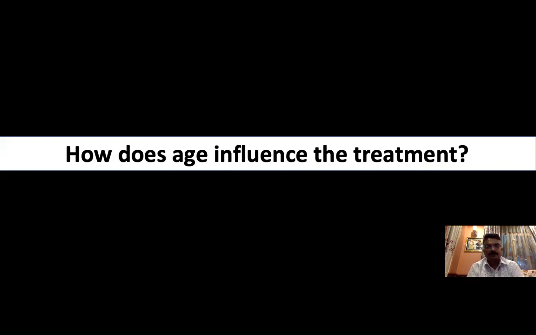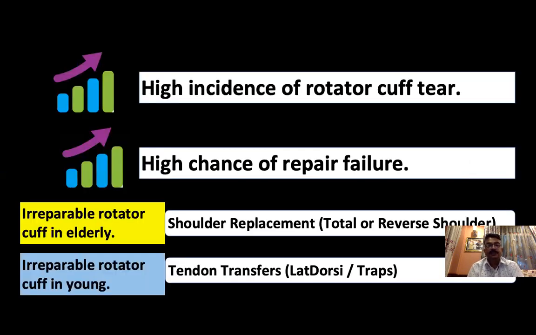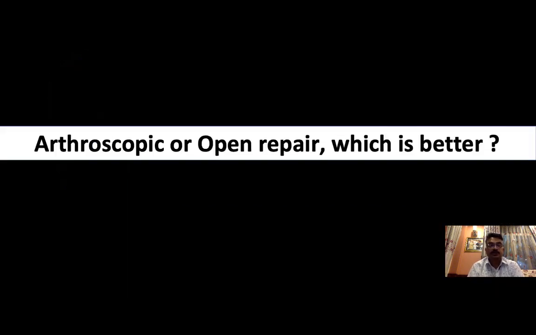One of the very important things is how does age influence the treatment? Age is very important. There is a high incidence of rotator cuff tear in elderly people, and a high chance of repair failure. So when you are talking about repair in the elderly patient, there is a high chance of repair failure as well. For an irreparable rotator cuff tear in the elderly, you have to do some other treatment. And if you are not planning to repair in the younger patient, then you have to do something else. So age bears a very heavy importance in case of rotator cuff tear.